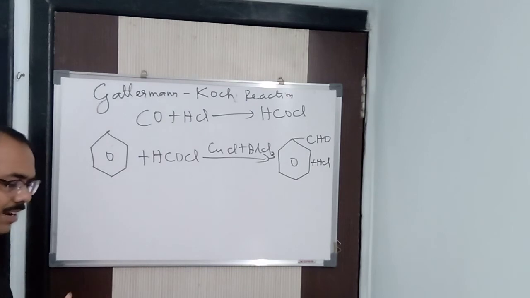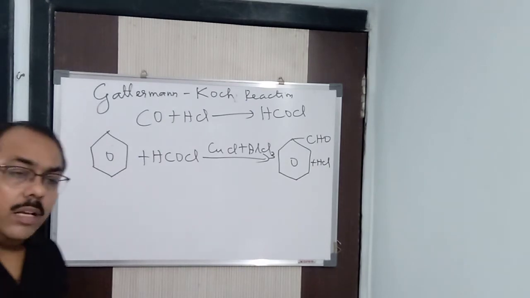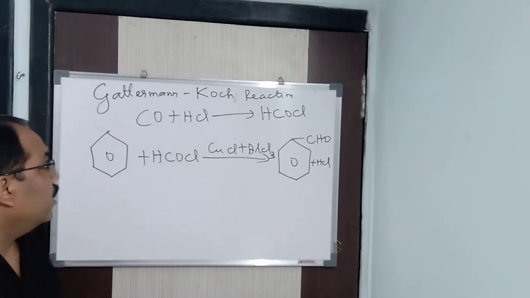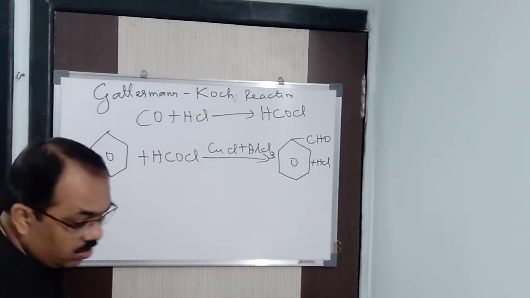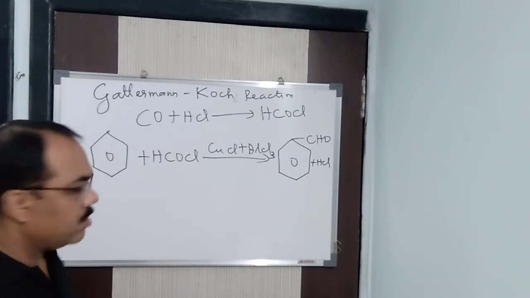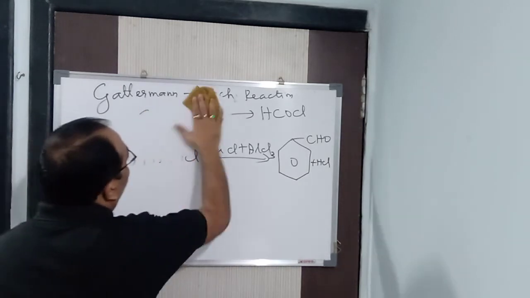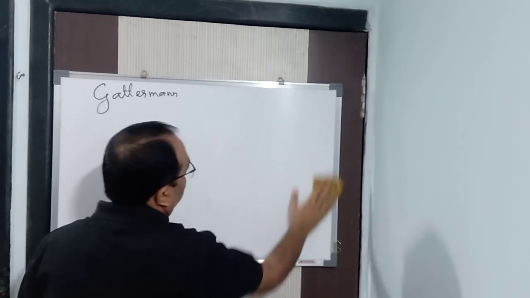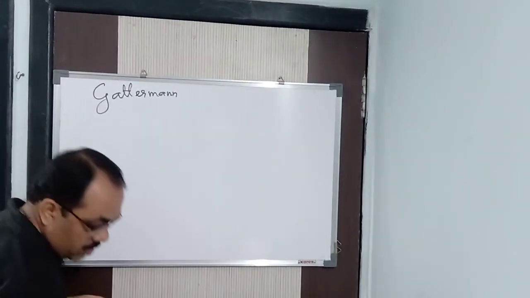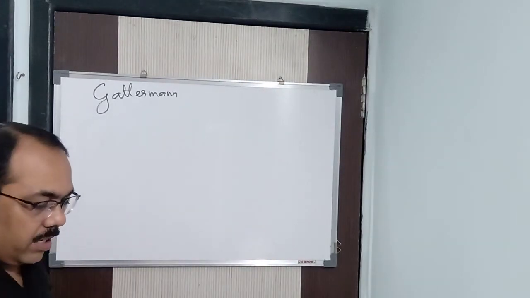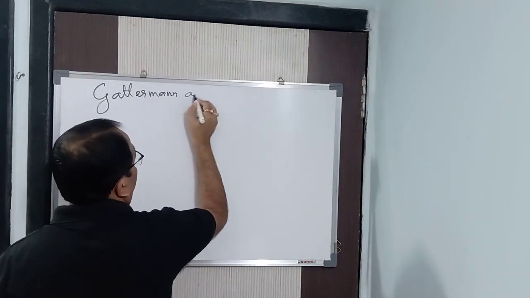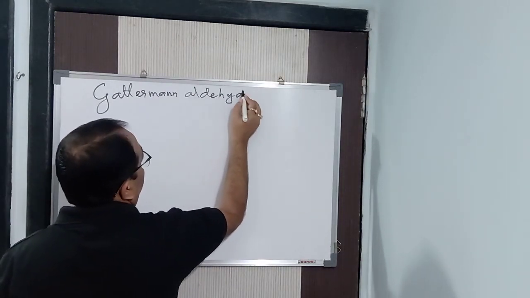Now, next, another reaction is also there, which is called only Gattermann's aldehyde synthesis. This one is the Gattermann-Koch reaction or Gattermann-Koch aldehyde synthesis. Another reaction is only Gattermann's reaction or Gattermann's aldehyde synthesis. Alright, see the difference. The reaction which I am going to write down is called Gattermann's aldehyde synthesis or simply Gattermann's reaction. No Koch.